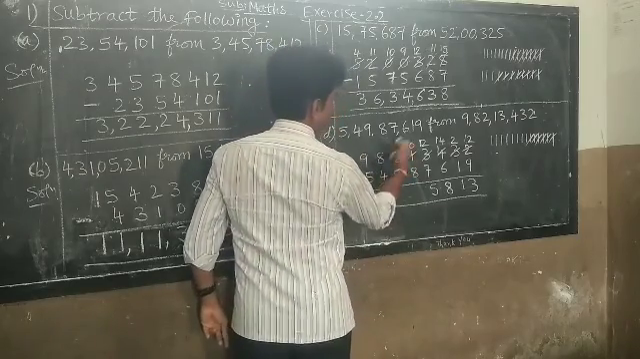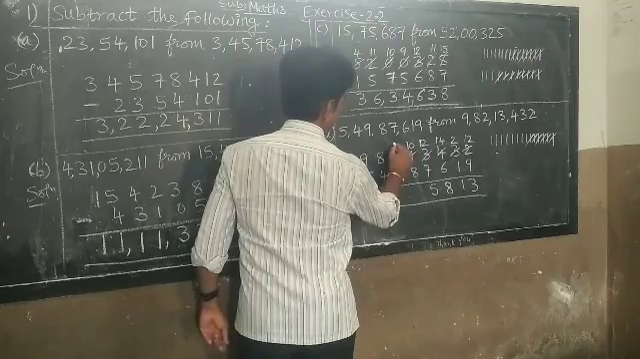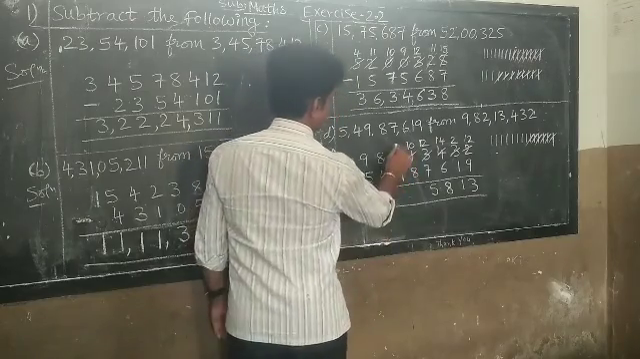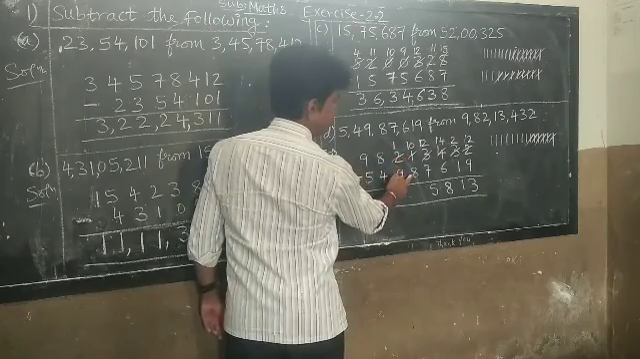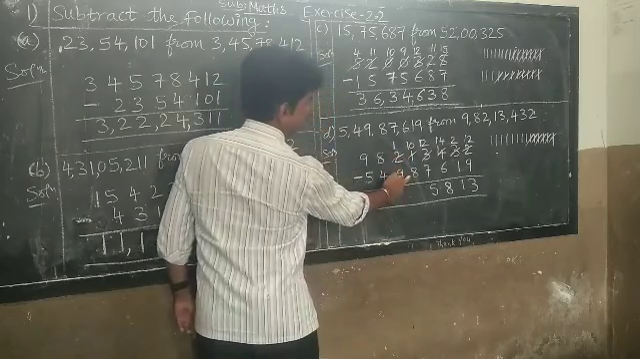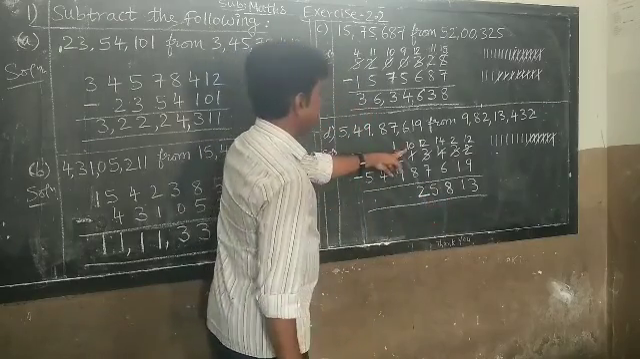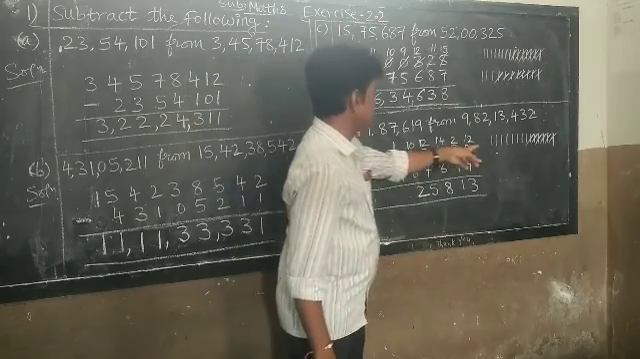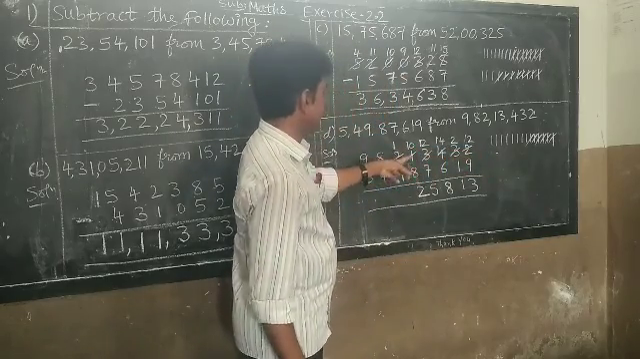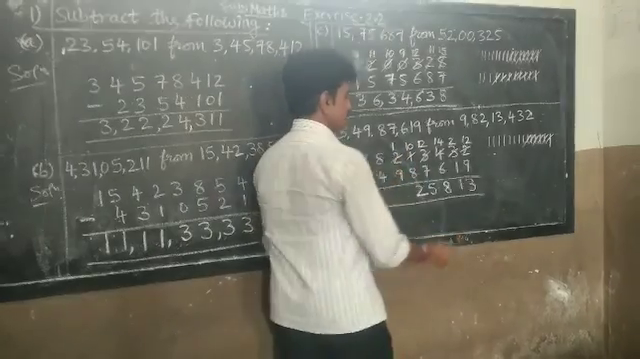So from 2 you have to borrow 1 there. This becomes 10 and 2 will become 1. Understood? 2 will become 1. Now easily 10 is big number, 8 is small number. 10 minus 8, 2. Wherever you get difficulty, you have to put lines like this. 10 minus 8, 10 lines put first. Afterwards 8 lines remove. See here.